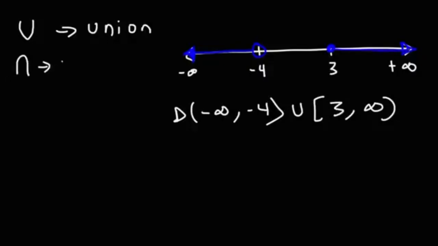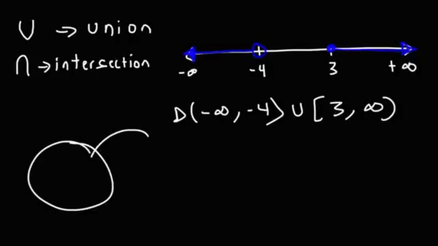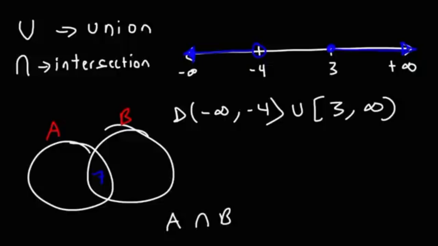This means intersection. Intersection is where the two groups intersect or have some kind of commonality. So let's say you have two Venn diagrams, this is A, B, and A and B share some common value. So 7 would be part of the intersection of A and B because it's found in both. That's where they intersect.